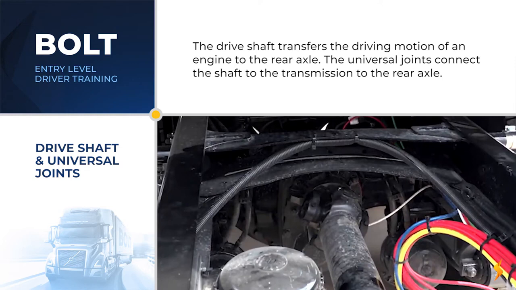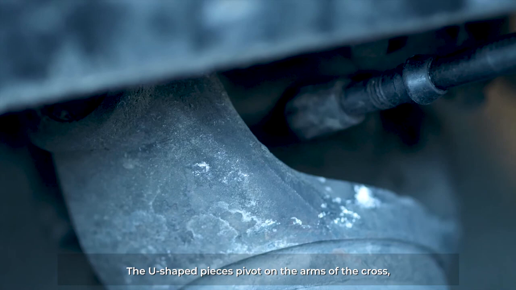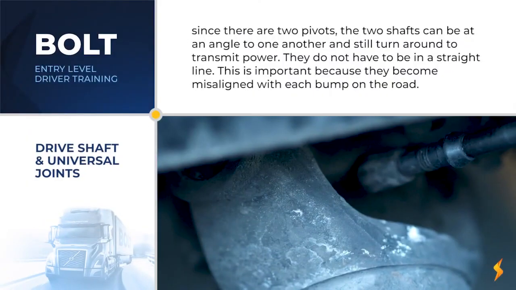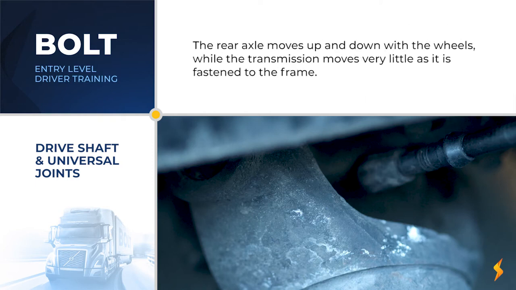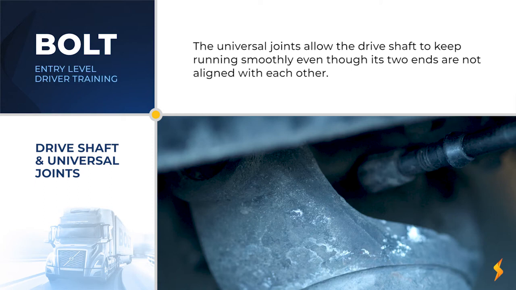The drive shaft transfers the twisting motion of the engine to the rear axle. The universal joints connect the shaft to the transmission and the rear axle. The U-shaped pieces pivot on the arms of the cross. Since there are two pivots, the two shafts can be at an angle to one another and still turn around and transmit power. They do not have to be in a straight line. This is important because they become somewhat misaligned with each bump in the road. The rear axle moves up and down with the wheels, while the transmission moves very little as it is fastened to the frame. The universal joints allow the drive shaft to keep on turning smoothly even though its two ends are not always directly in line with each other.